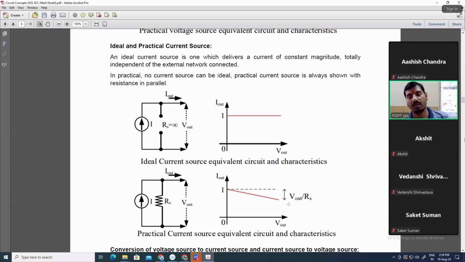You can see in the VI graph the clear difference. When V output increases in practical cases, in a practical current source, the current value will decrease slightly. But in practical cases, the internal resistance of a current source must be very high.